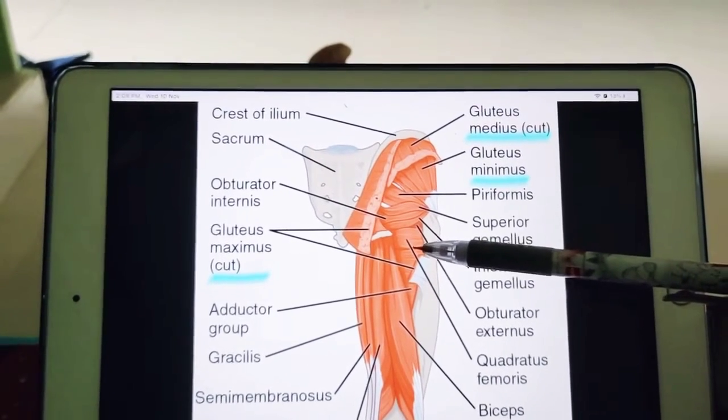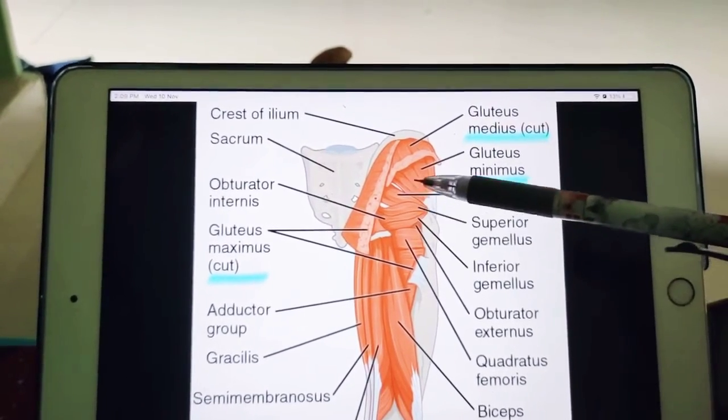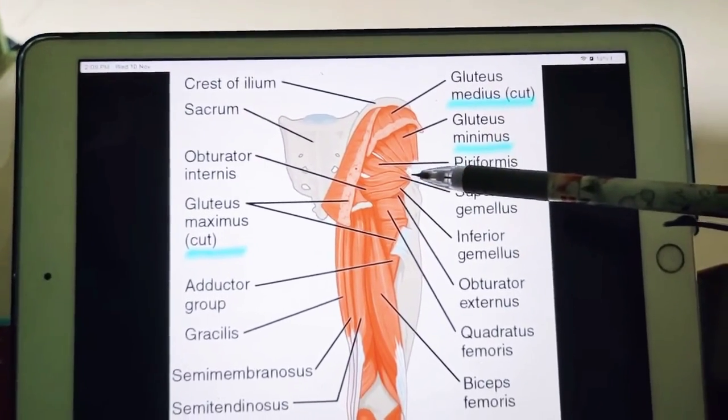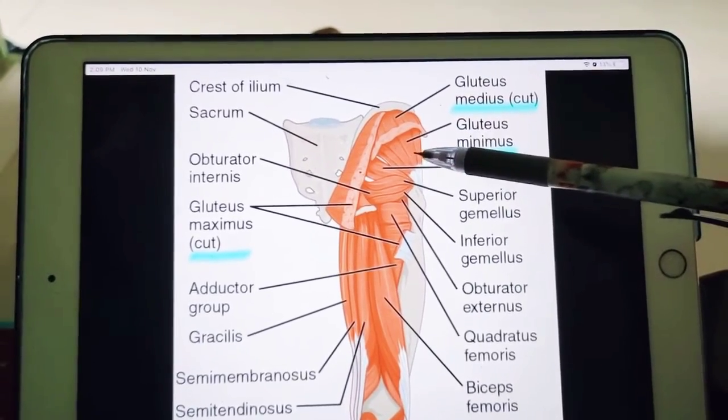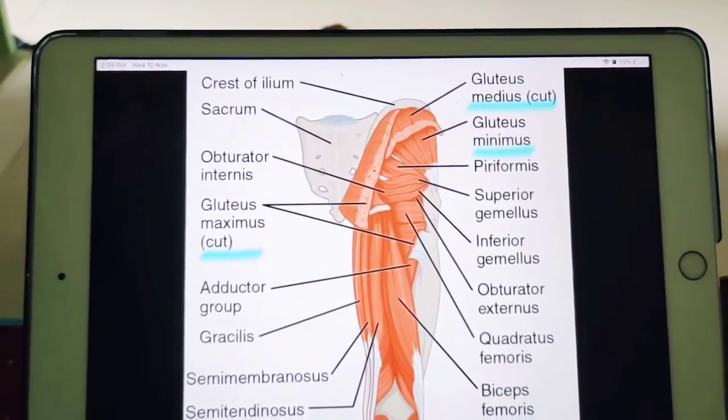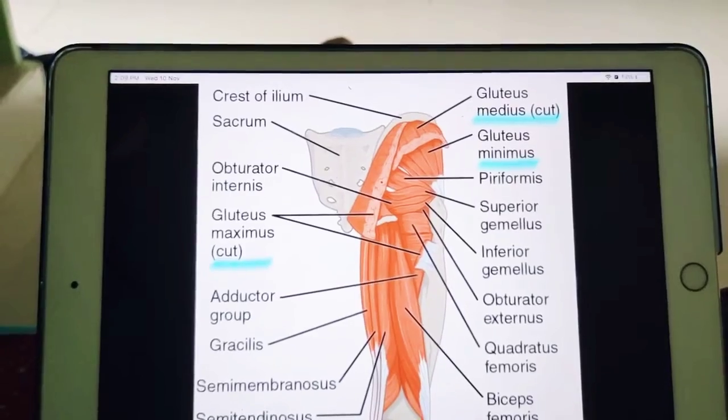So in simple words, you can say medius and minimus both arise from the ilium and are inserted into the greater trochanter of the femur, right? Of course, they are also supplied by the superior gluteal nerve, and its root value is L4, L5, S1.